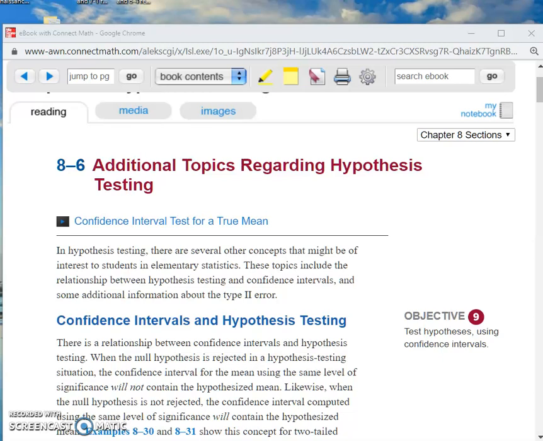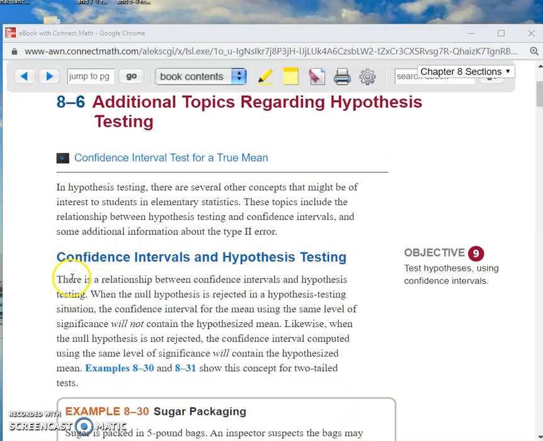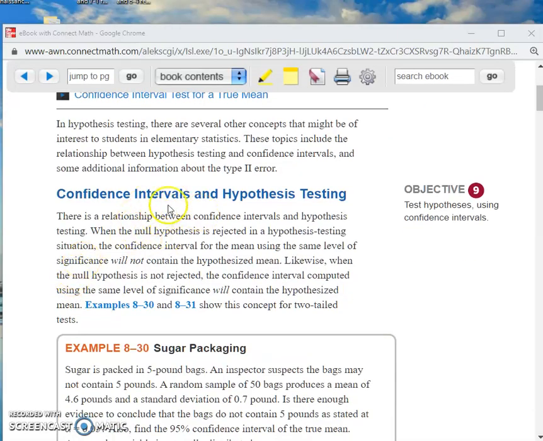Okay, this is section 8-6. This is recording number 1. All right, so this is just a couple of miscellaneous, additional topics, okay? The first one here I think is worth talking about. There's the relationship between confidence intervals and hypothesis testing.